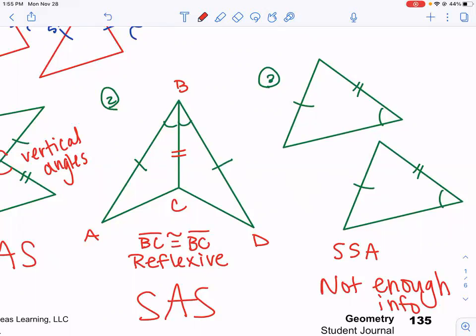Okay, so let's talk about why. Adri, couldn't the angle there be the same? We don't know. So we would need to have these two angles congruent if we wanted side angle side. But since we have angle side, that's not enough information for us to prove triangles congruent.